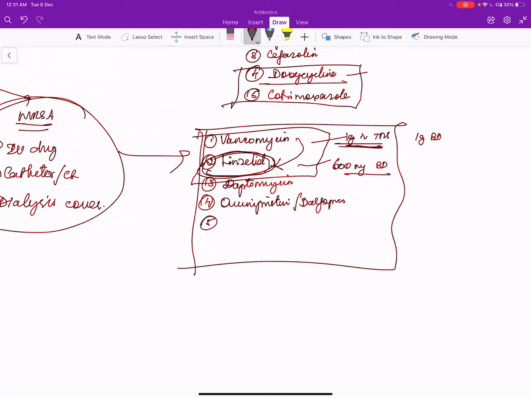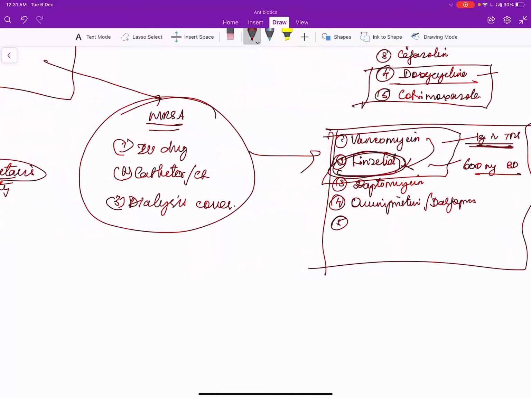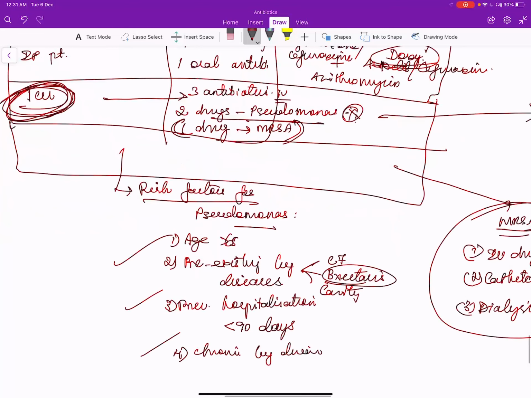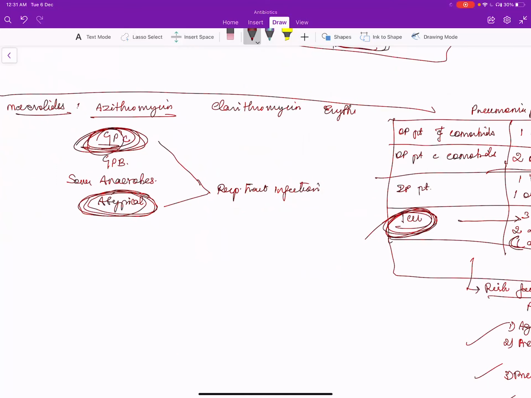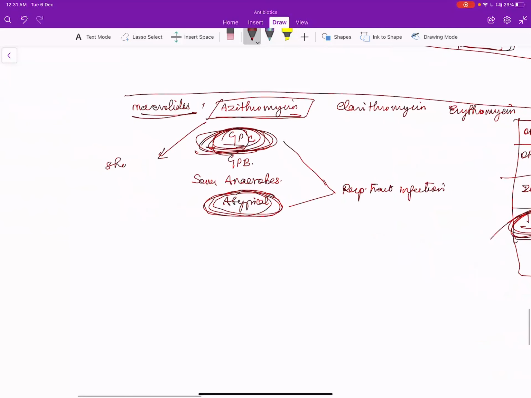Okay, quinupristin, dalfopristin. Why we started is we started the discussion of azithromycin and clarithromycin. Erythromycin. So macrolides mainly cover gram positive. It is a replacement to penicillin, especially for gram positive. Which is the best among these three? I feel azithromycin because it is better tolerated than the other two. It's given for a short course, only 3 days, with less drug interaction. So 500 milligram OD for 3 days is the practical dose which we give.